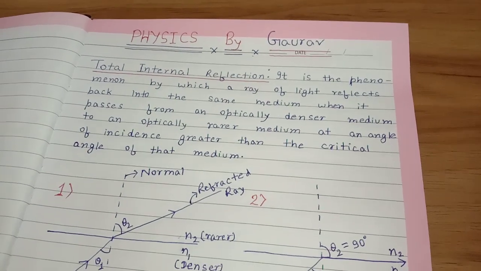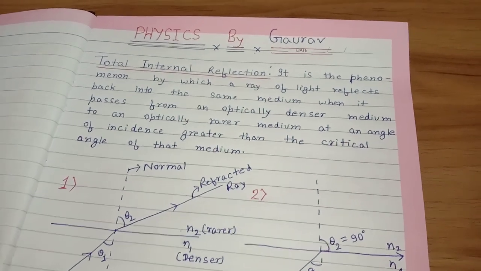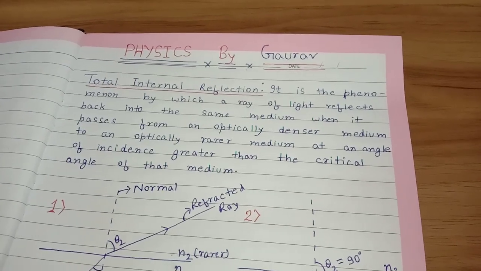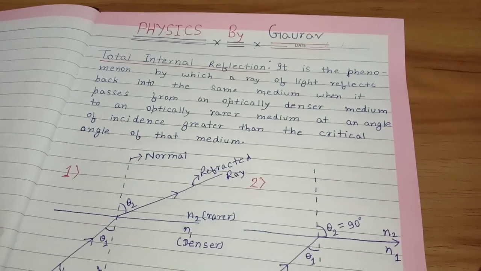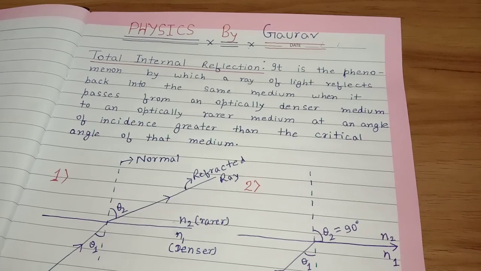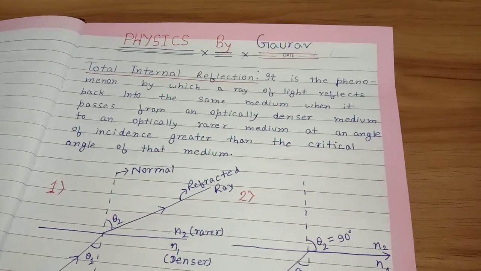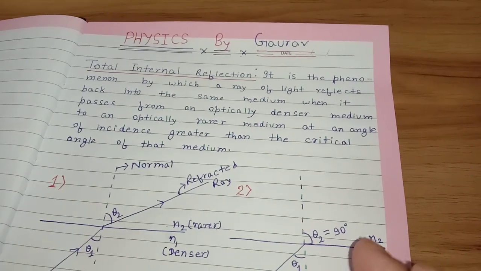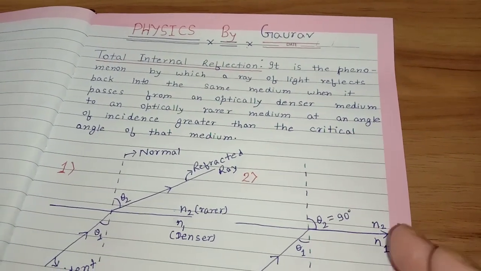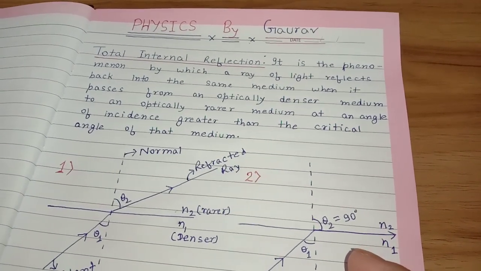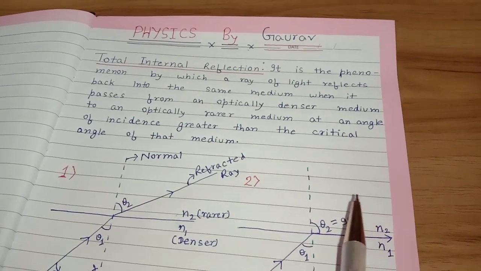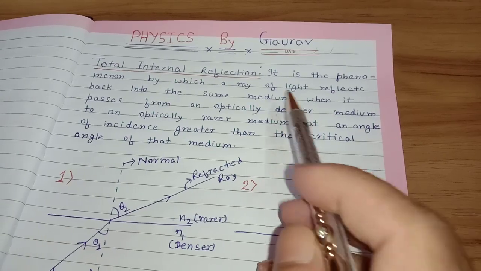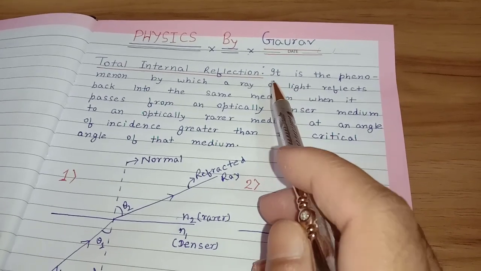So reflection, I think most of the students know what reflection is: when a ray of light strikes a surface, a shiny surface, it gets reflected back. But in total internal reflection, reflection takes place. It is reflection only, but in a different way. So first of all, we'll understand the definition of total internal reflection. You can see that it is written over here. So first we'll understand the definition properly.